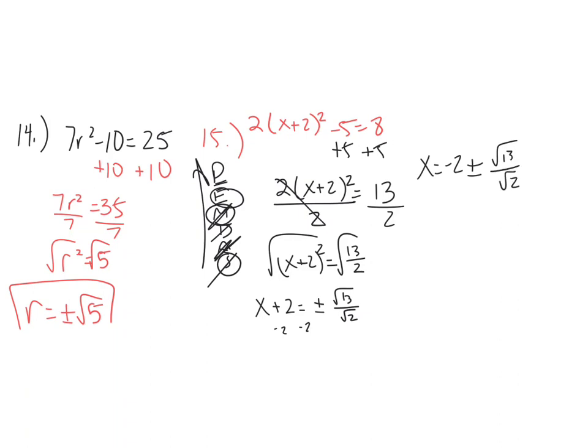And that's not a bad answer. If you got that far, I probably wouldn't take off any, I would only take off half a point at most. But technically there's a radical on the bottom here, so I'm going to multiply radical 2 over radical 2. So your best answer is going to be x equals negative 2 plus or minus radical 26 all over 2. Best answer. That's it for 15.